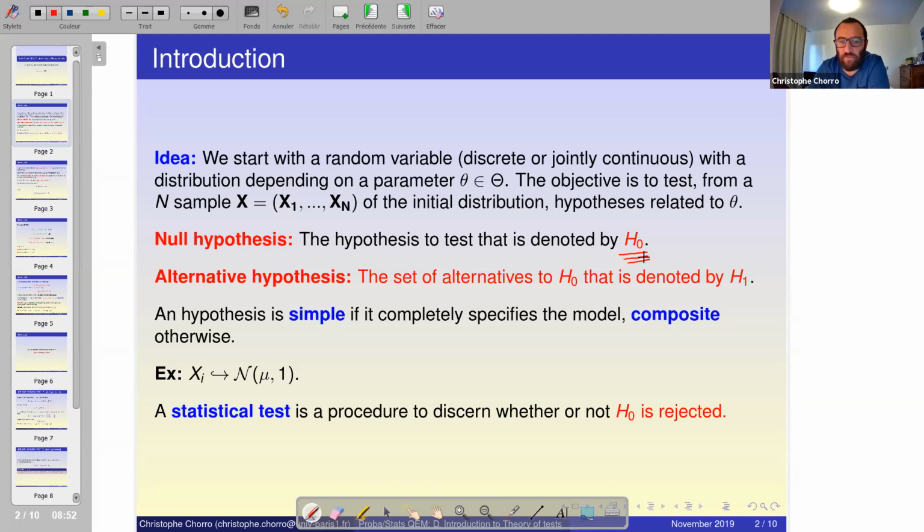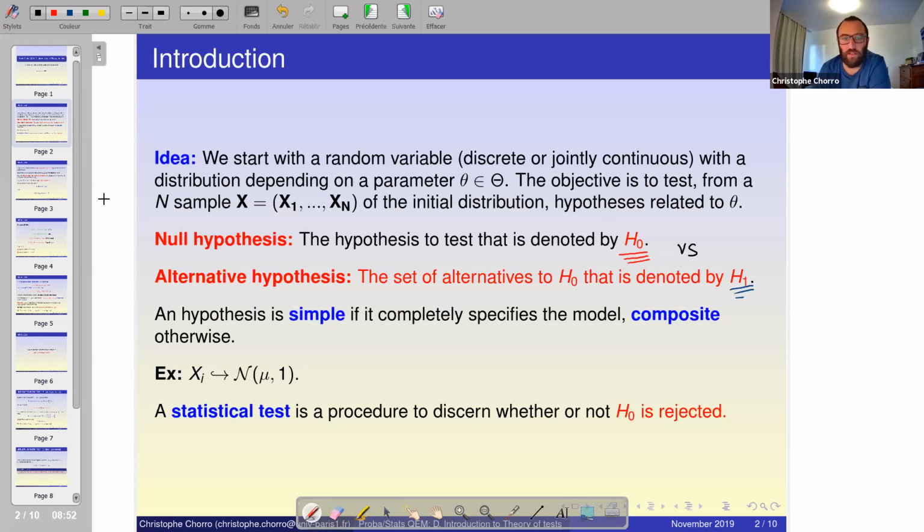The alternative hypothesis is in general what happens when H0 is not fulfilled. It is the set of alternatives to H0, and I denote this other set of hypotheses as H1. So we want to test H0 versus H1. That will be my objective. We say that a hypothesis is simple if it completely specifies the model and composite otherwise.